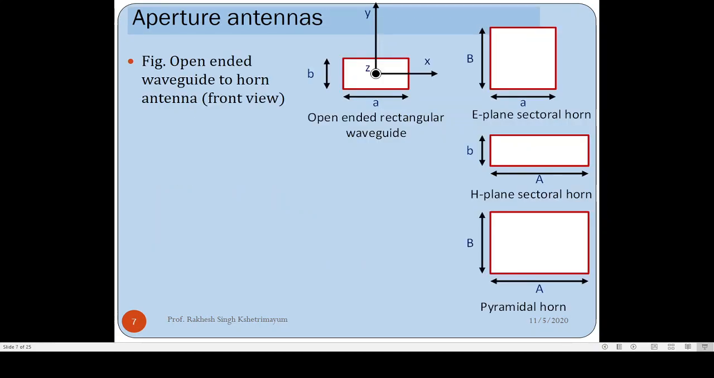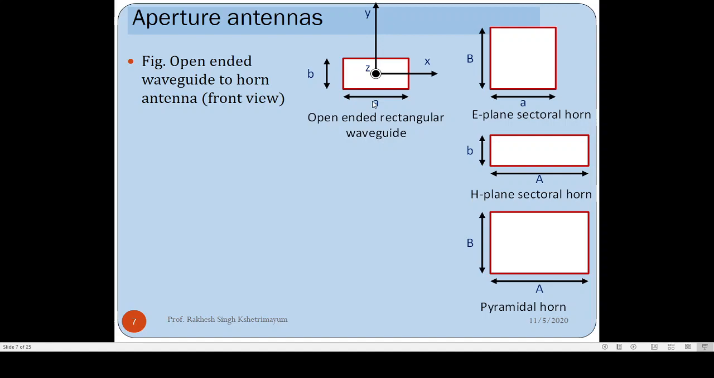So let us make a horn antenna from an open-ended waveguide after knowing these three advantages we have. This is the structure of an open-ended waveguide. This is the x-axis, this is the y-axis, and the z-axis is coming out from the computer screen. Now the dimensions: this is A, this is B.